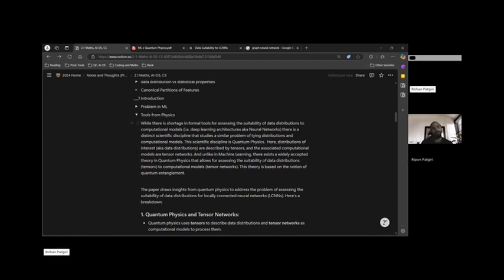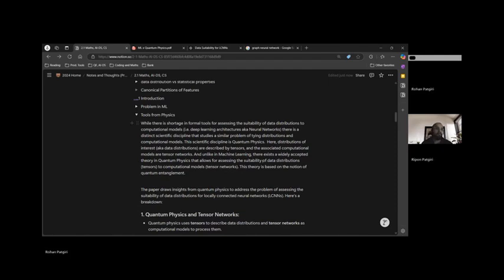There is another scientific discipline, as per the paper. What they say is that there is a distinct scientific discipline that studies a similar problem of tying distributions and computational models. And this discipline is quantum physics. Here, distributions of interest, that means data distributions, are described by tensors, and associated computational models are tensor networks. I'll describe everything in detail. I'll just first read through this.